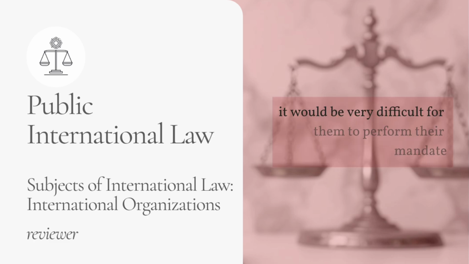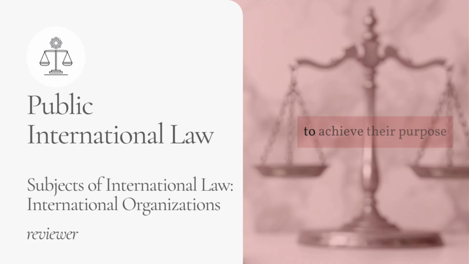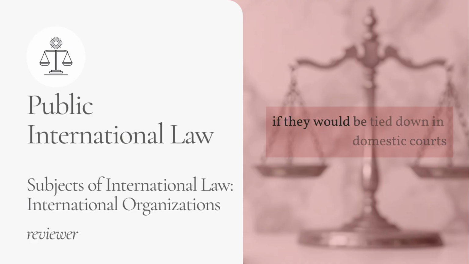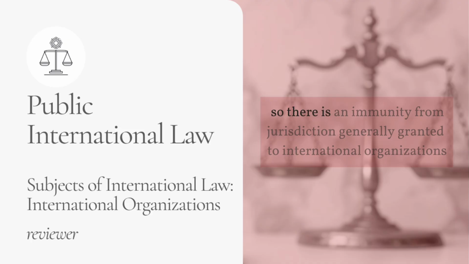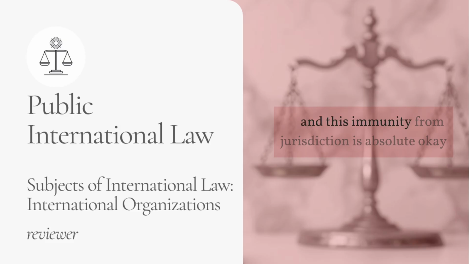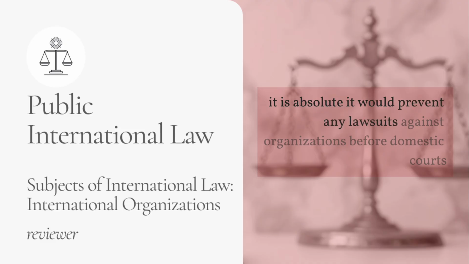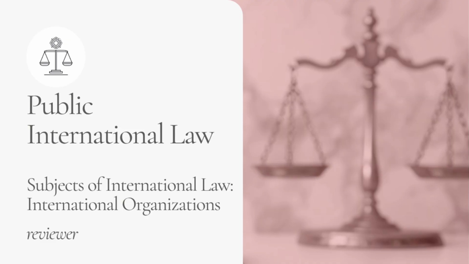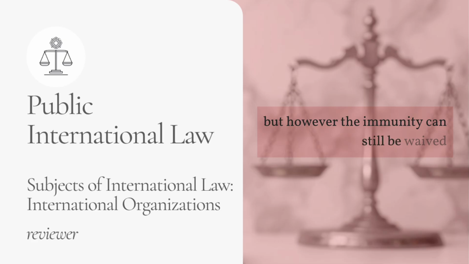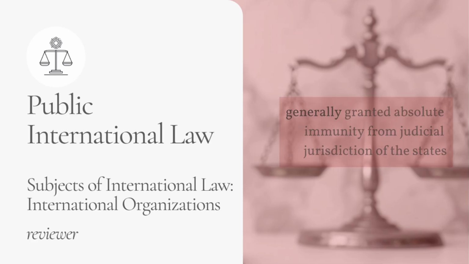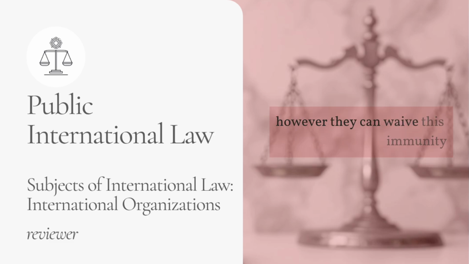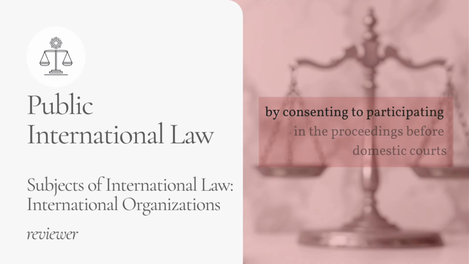It would be very difficult for them to perform their mandate, to perform their function, to achieve their purpose if they would be tied down in domestic courts. So there is an immunity from jurisdiction generally granted to international organizations. This immunity from jurisdiction is absolute, okay? It would prevent any lawsuits against organizations before domestic courts. However, the immunity can still be waived. So the international organization is generally granted absolute immunity from the judicial jurisdiction of states. However, they can waive this immunity by consenting to participating in the proceedings before domestic courts.